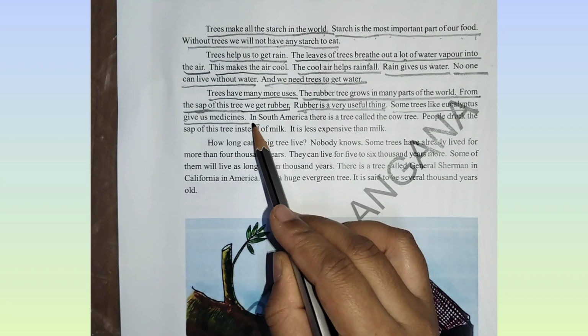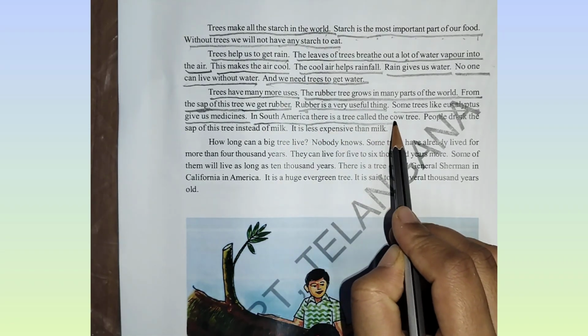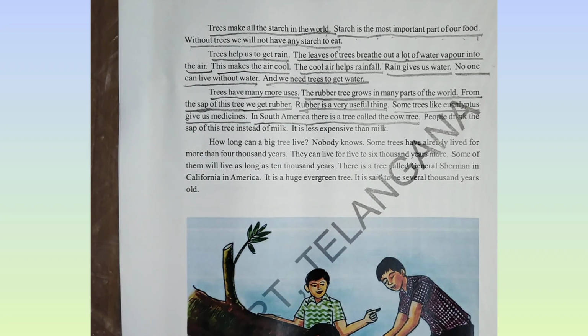In South America there is a tree called the cow tree. What is the meaning of cow tree? It is primarily found in the Amazon basin and northern South America, and it produces a thick, edible and nutritious milky sap. Usually, from sap we get rubber, but this tree gives sap in the form of milk.